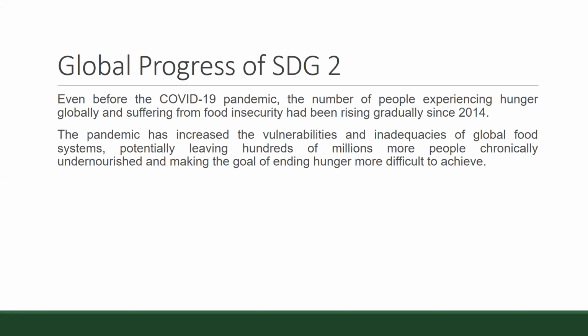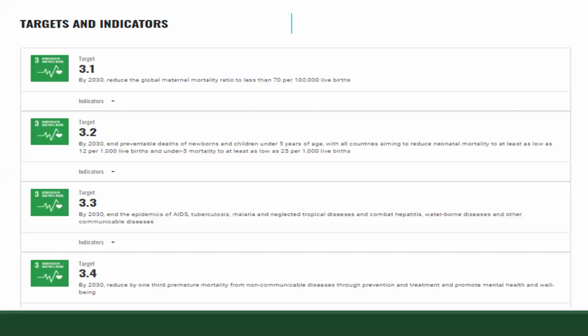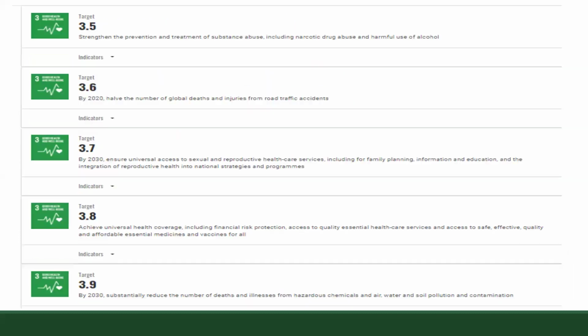The pandemic has increased the vulnerabilities and inadequacies of global food systems, potentially leaving hundreds of millions of more people chronically undernourished and making the goal of ending hunger more difficult to achieve. Sustainable Development Goal 3 is ensure healthy lives and promote well-being for all at all ages. These are the targets and indicators.